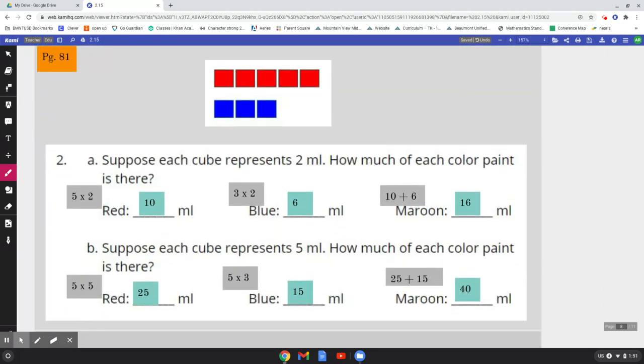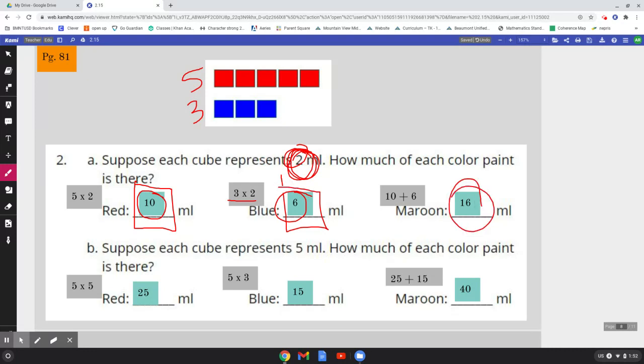Now it says, suppose each cube represents 2. How much of each color will there be? So for red, it will be 10, because there's 5 red times this 2. So you'll put 10. There are 6 blue, because this 3 times the 2 is 6. So 3 times 2 is 6. Now, when we want to know maroon, we're going to add the red number and the blue number together. And that's going to give us the total milliliters for maroon.